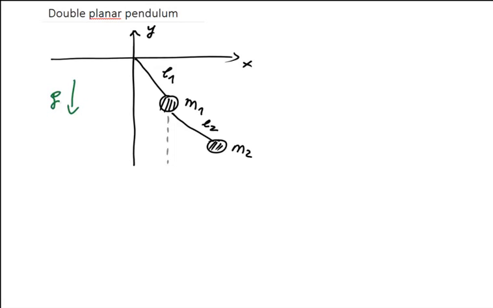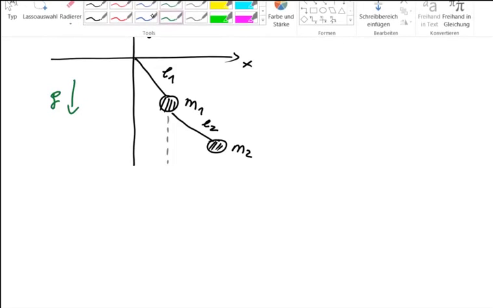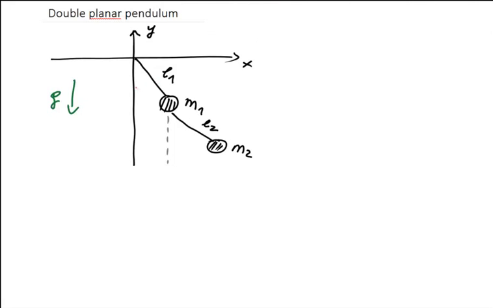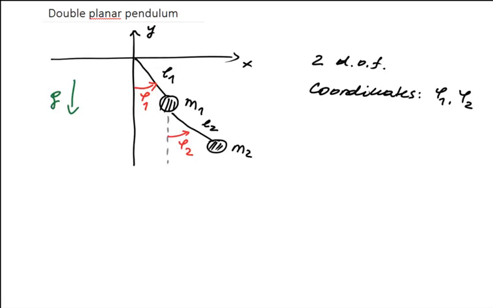How many degrees of freedom do you have in this system? 2, exactly. You have 2 degrees of freedom. And you can describe these degrees of freedom with 2 coordinates, 2 angles, namely the angle phi 1 and the angle phi 2. So you have 2 degrees of freedom, and the coordinates that you choose are the angles phi 1 and phi 2.